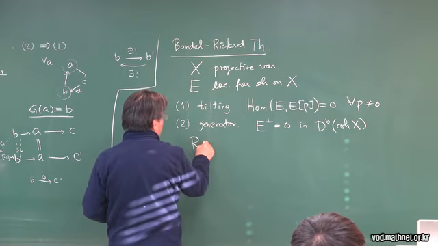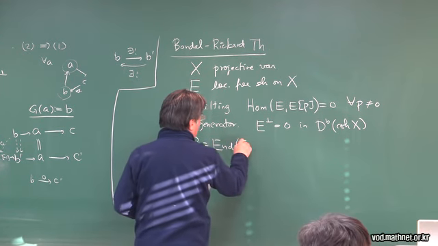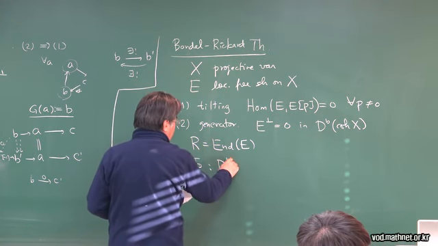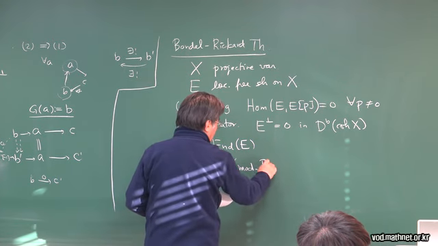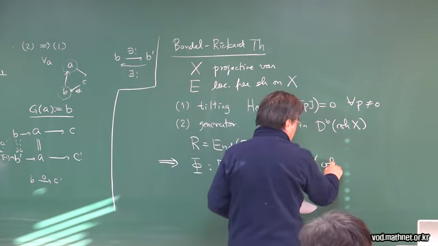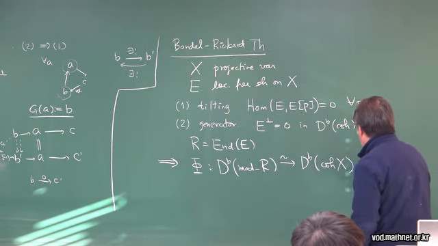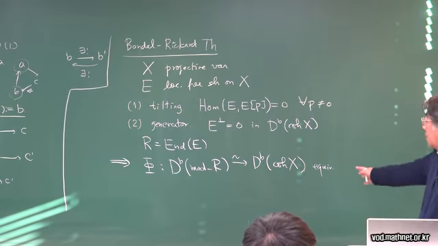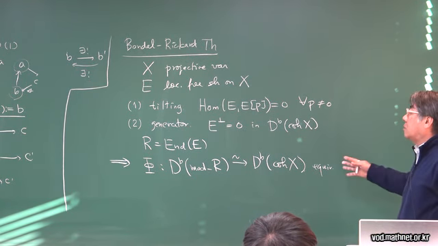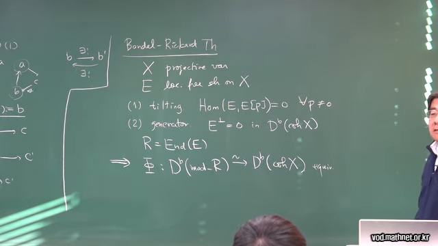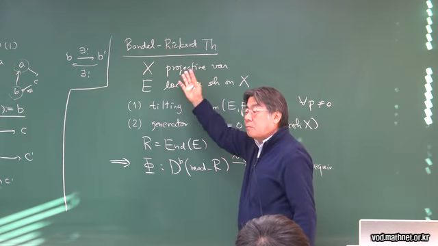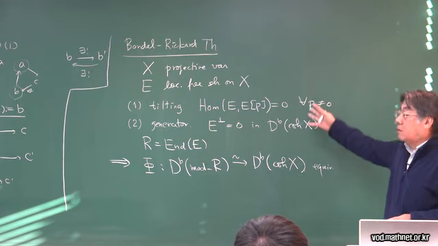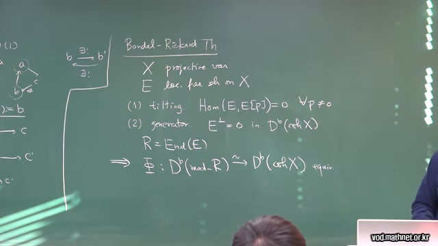so let R be the endomorphism ring of E. Then the conclusion is that there exists a functor from D^b of modules over R to D^b of coherent X, which is an equivalence. So this is an equivalence of derived categories. There are many versions. You also have a relative version. So X does not need to be an absolutely projective variety, but you have a relative projective variety over another space. This is also the same statement and the same proof works.